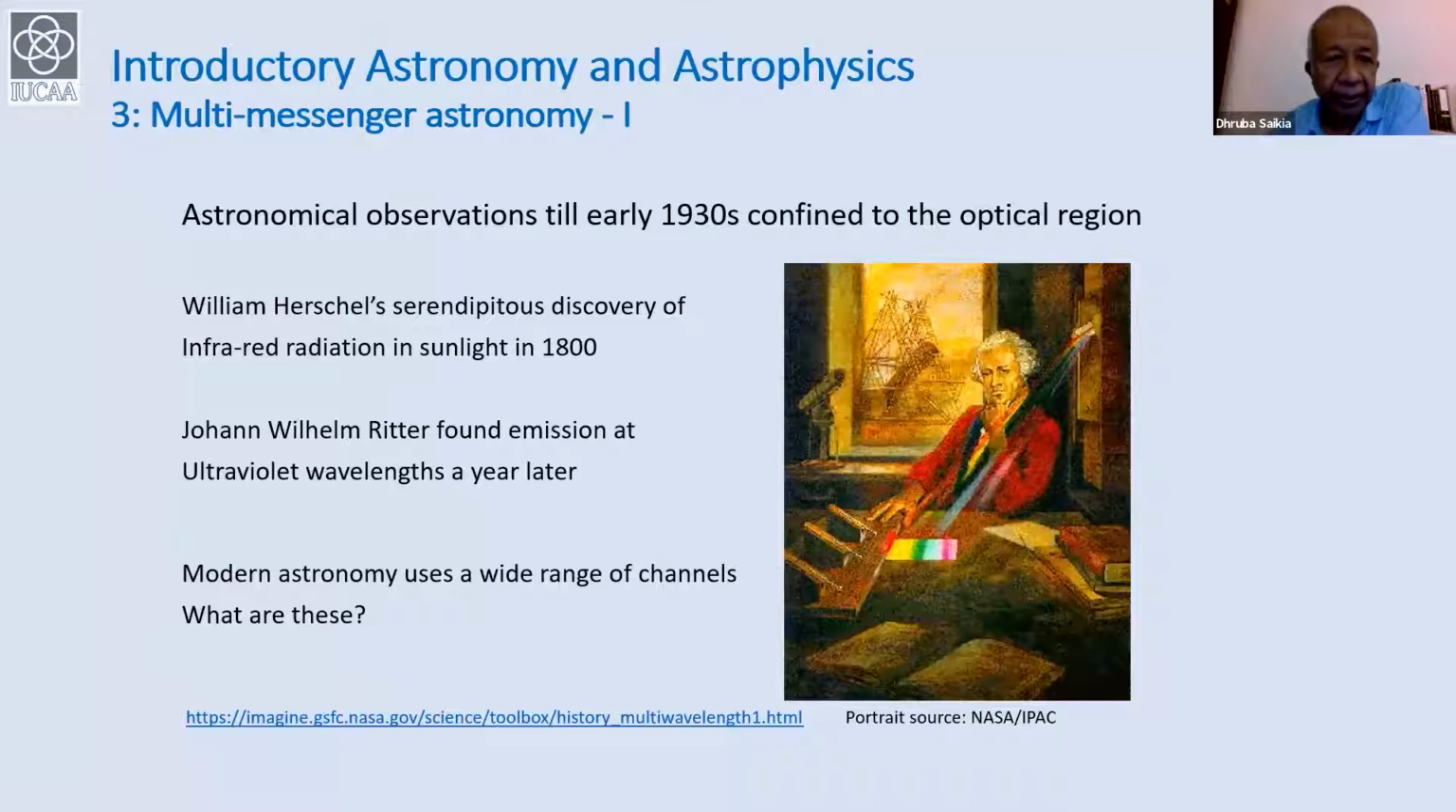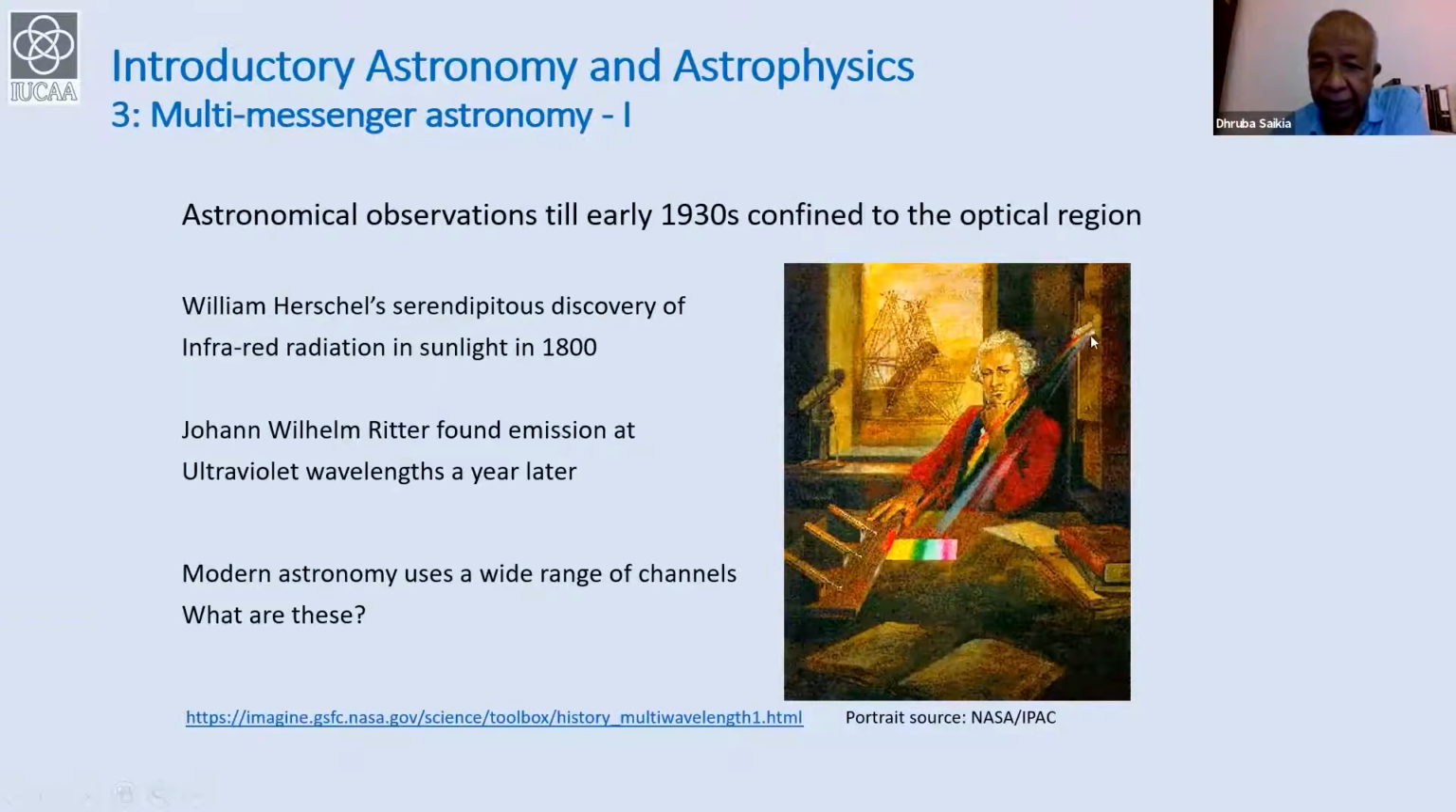As you saw in the last class, for millennia, man was confined to looking at the universe largely through the optical window of the electromagnetic spectrum. It was only in the early 1930s that the electromagnetic spectrum began to be extended well beyond the optical region. But this started a little while earlier with William Herschel's serendipitous discovery of infrared radiation in sunlight.